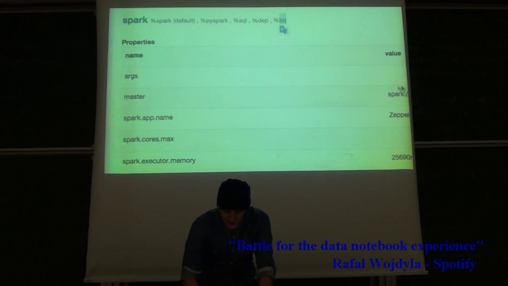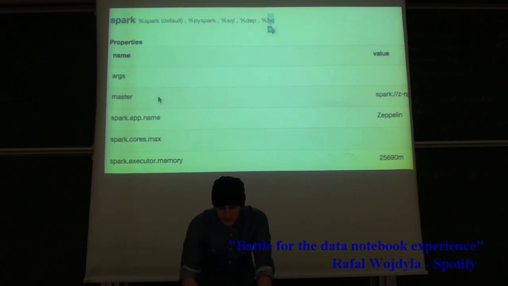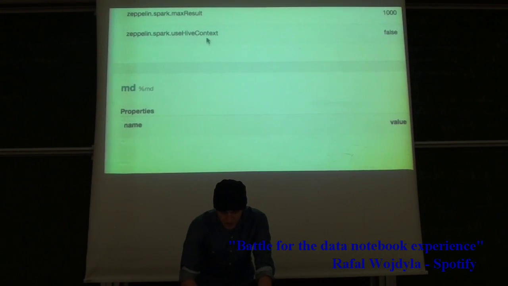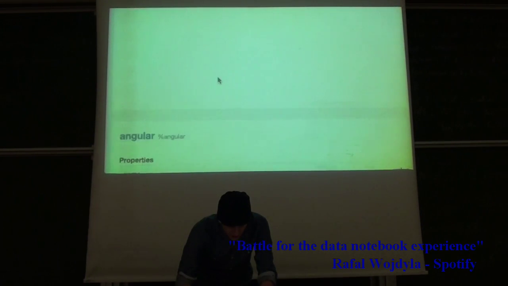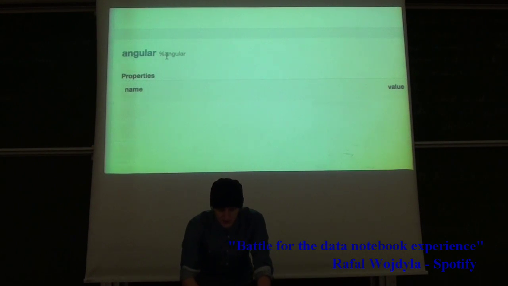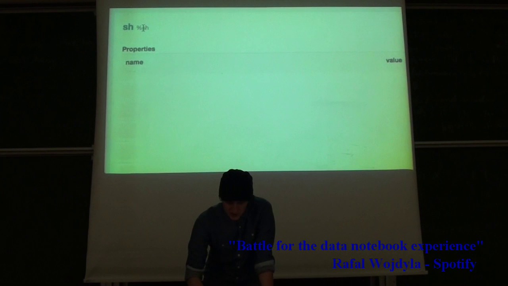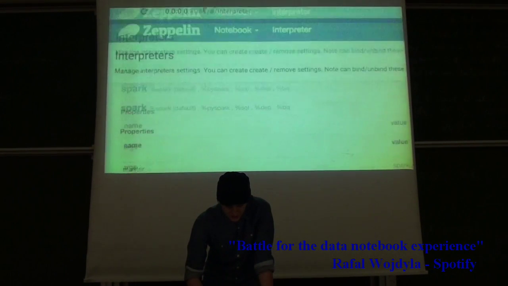Every interpreter can have some kind of properties. For example, for Spark, you probably want to set the master. So where's your master? There's a couple of other values there. There's MD, so markdown. There's Angular that we're going to look at very soon. Basically, if you use this interpreter, the code will be rendered by Angular. Then there's SH, which is shell on your master, and that's basically all.